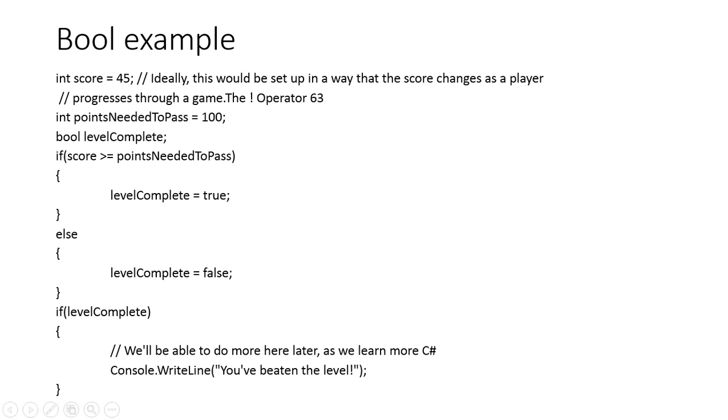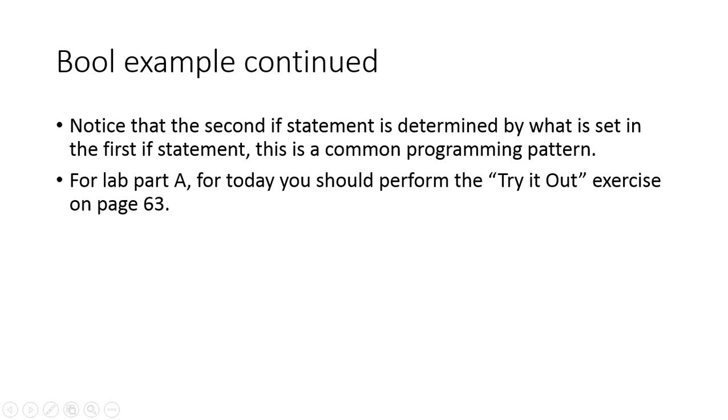Then finally, if the level is actually complete down at the bottom, which is a separate part of the code, then we say you've beaten the level. So this is a whole subsection of if-else on its own that's only designed to set the level complete bool, and then down here we test it. So these are two separate purposes that we're using these if-else statements for.